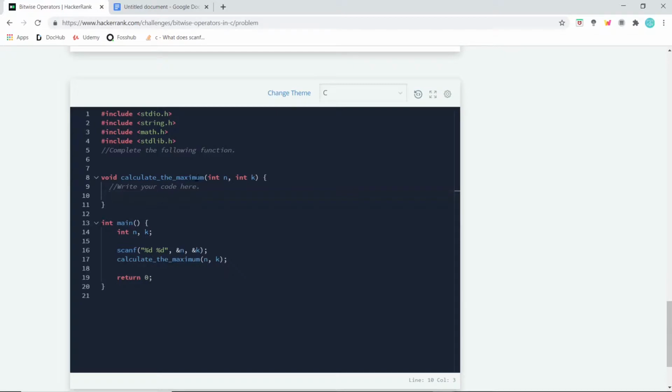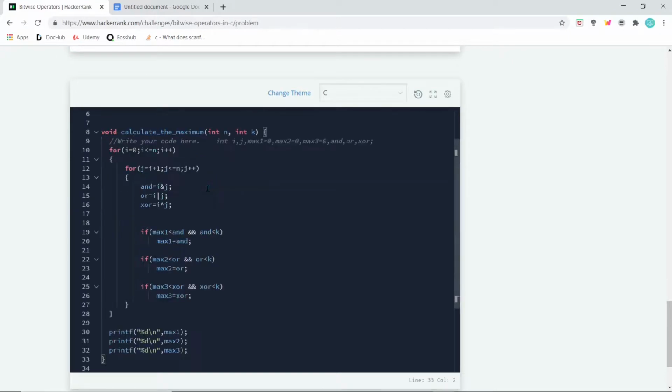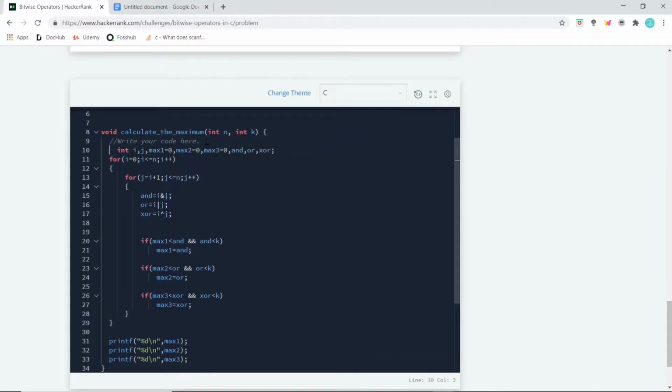Okay, so this is a void function. This has two parameters. The first one is integer n and the second one is integer k. So we will get this from here, scanf, and we write the code here. Let's paste it and see what we are doing in each and every line. Okay, so first we write the code for declaration. Okay, we are declaring integers.